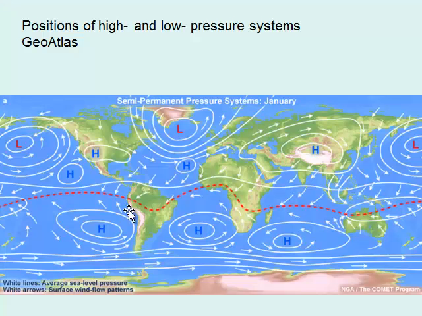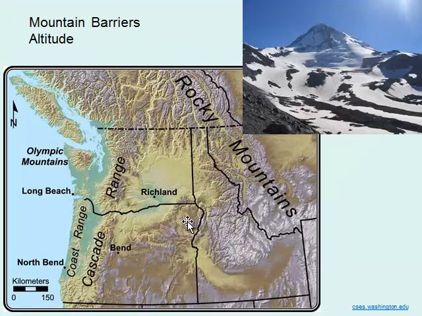And then of course we have mountain barriers. So wherever we have a big mountain range, we have that orographic effect that can trap moisture on one side, and the remaining air that makes it over those mountains can cause a lot of evaporation. And then altitude. So the higher you are, you get into that highland climate zone.